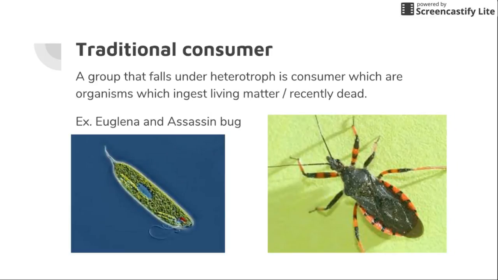Traditional consumers. A group that falls under heterotroph is consumers, which are organisms which ingest living or recently dead matter. Examples are Euglena and assassin bug.